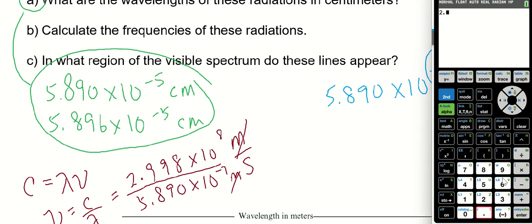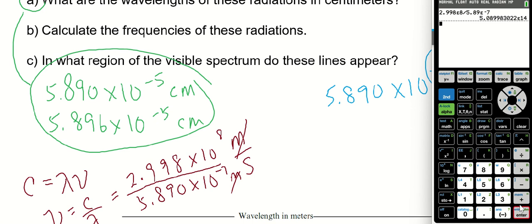All right, 2.998 times 10 to the 8 divided by 5.89 times 10 to the negative 7. We're going to have 4 significant figures because the wavelength given in the problem has 4 significant figures, so our calculated answer should have 4 as well. So 5, the 0, the 8, and the 9. Now that 9 is going to round up because the next digit is 5 or greater.